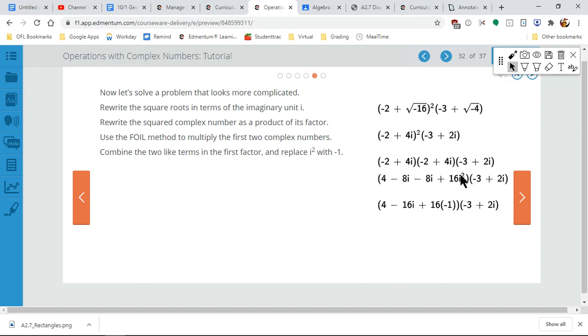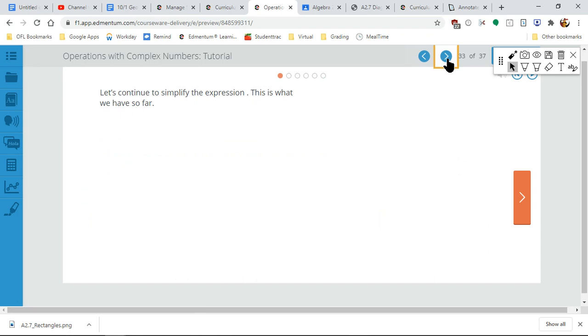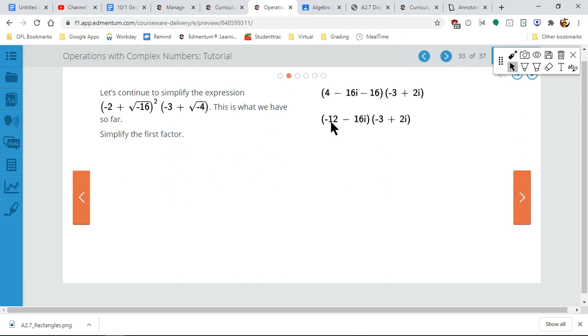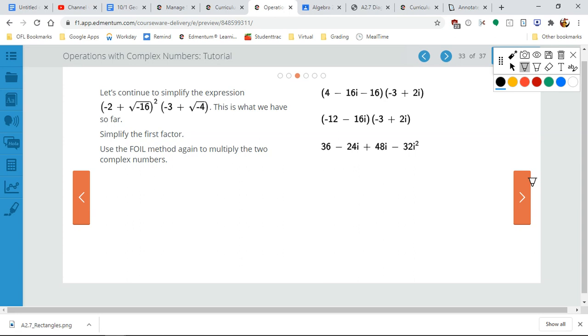They converted this i squared to a negative. They combined these two middle numbers. And now we have this. But if we go into the next step, did they just stop? They just stopped. Oh, I guess they continue it on over here. So they're continuing it here. So now we can simplify these two. We get that negative 12, negative 16. Now we can do FOIL again or the box method, whatever you prefer. Again, if you did the box method, you would get the exact same result. And you can even do it backwards, which I'm going to show you right now.